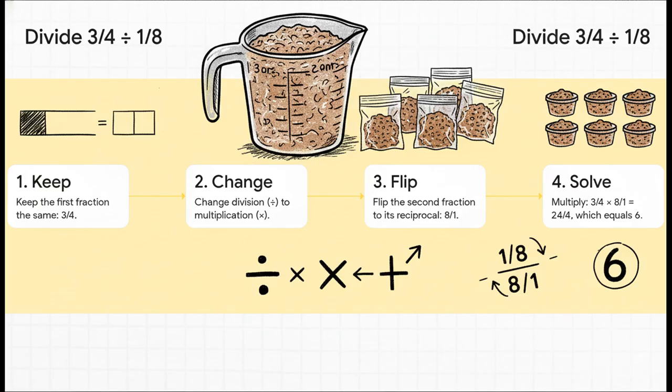3 times 8 is 24 on top. 4 times 1 is 4 on the bottom. And 24 divided by 4 is 6. She can make exactly 6 bags.